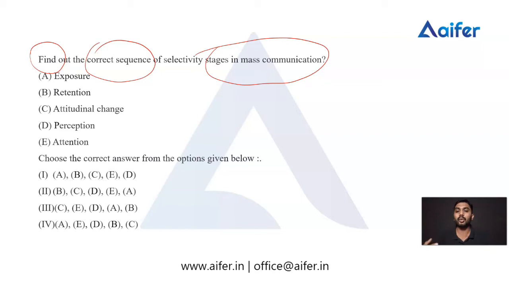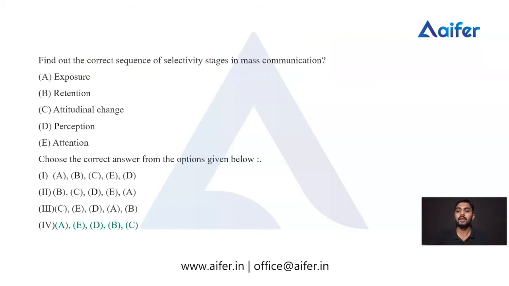Here we are going to check the answer. The answer is option 4. The order is A, E, D, B and C. This is the correct sequence of stages in mass communication. In this question, for answering, we need to understand the concept of mass communication. Without having the information related to mass communication, we cannot answer this question.